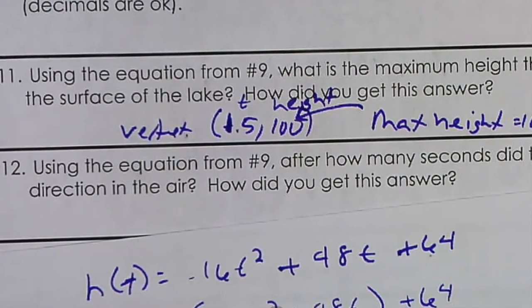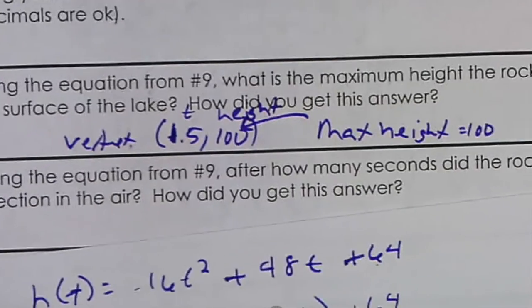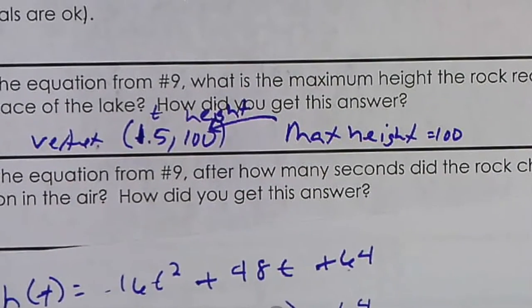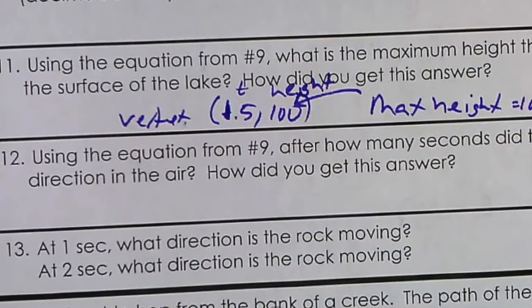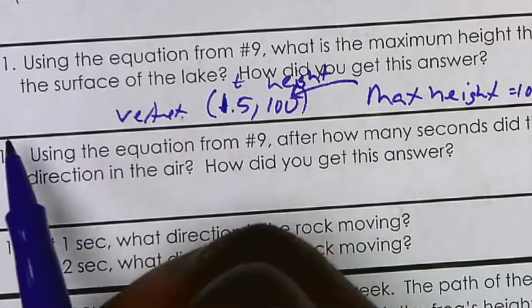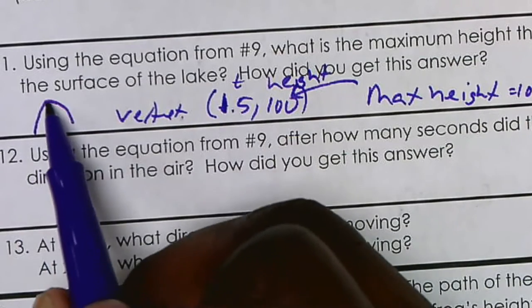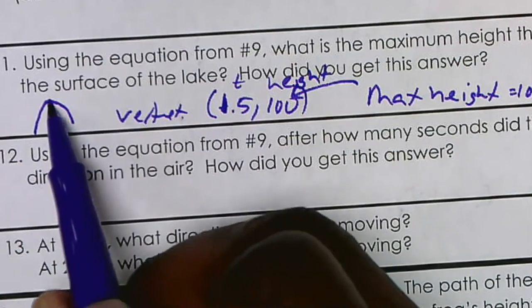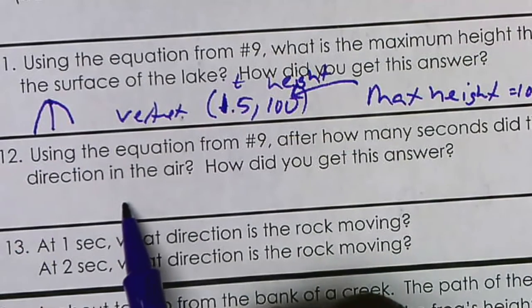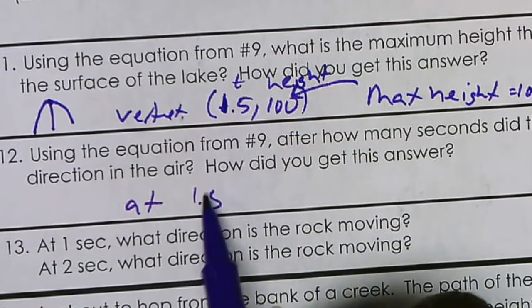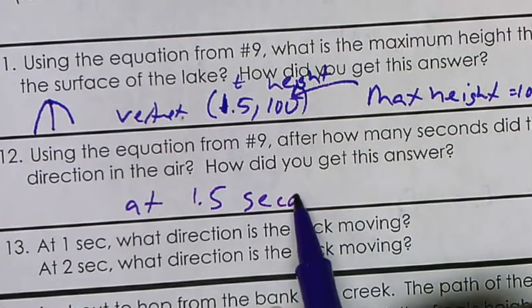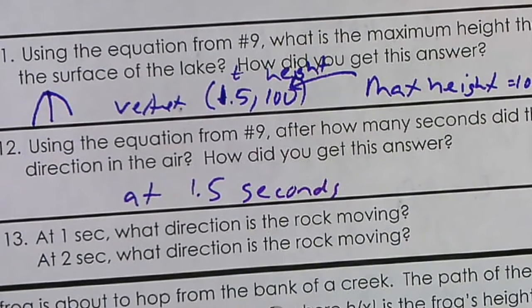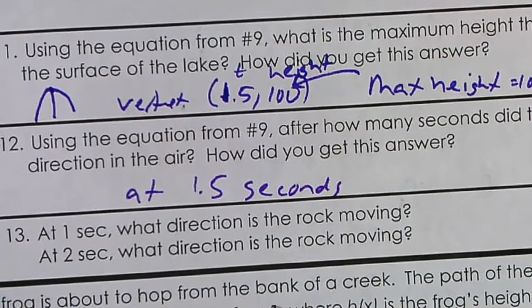Number 12 says, use equation number 9. How many seconds did the rock change directions in the air? And again, that path would look like this. It would change direction in the air right here. And that would be the 1.5 value. So that would be at 1.5 seconds, or after 1.5 seconds. That much time.